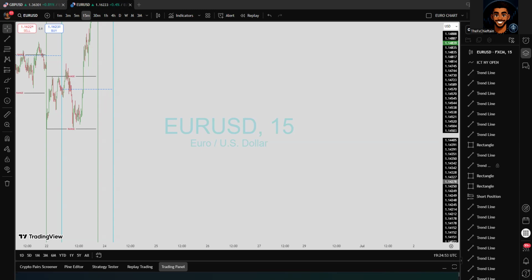Number two, break a key structure or sweep liquidity, right? A valid order block must break a key structure or what? Sweep liquidity. Be unmitigated, that means price hasn't returned to that particular order block yet. That is a valid order block. Align with the higher time frame bias for a stronger setup.